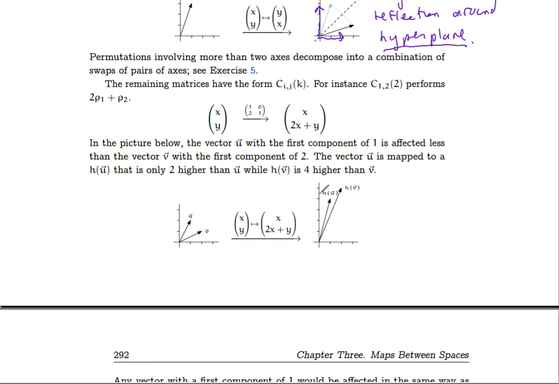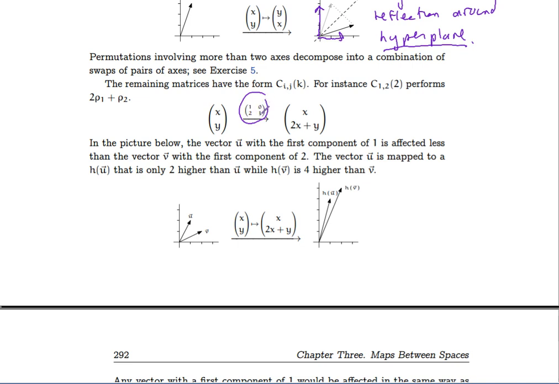Now, the last type of elementary matrix takes k times row i and adds to row j. So let's look geometrically at what this does to vectors in R2. All right, so in this case, C12 of 2 would be take row 1, multiply by 2, and add to row 2. If I do that operation on the identity matrix, I obtain this matrix here, [1, 0; 2, 1]. Right? This is the same thing as taking row 1 of the identity matrix, which is (1, 0), multiplying by 2, and adding to row 2. And this is my result.